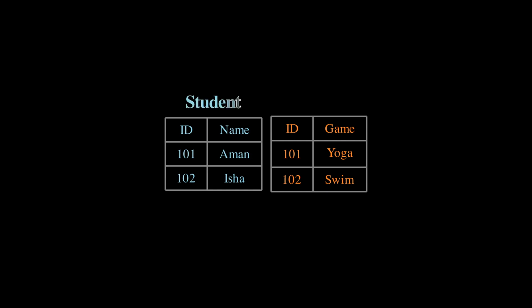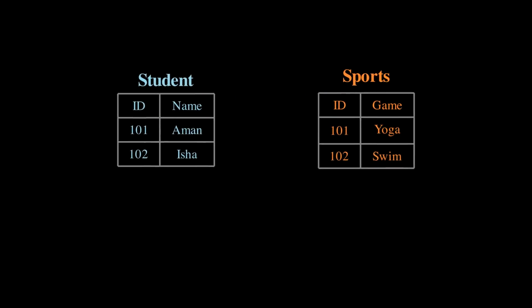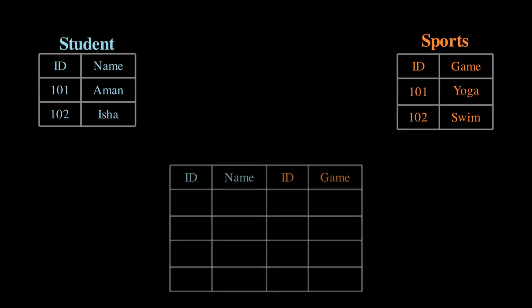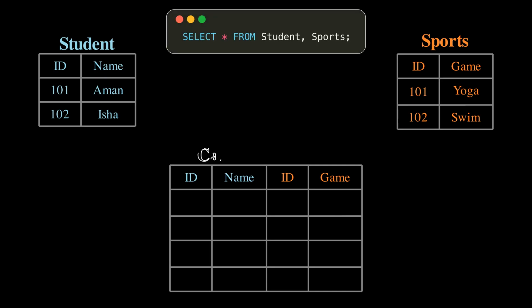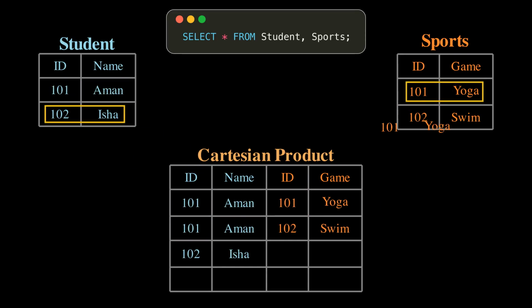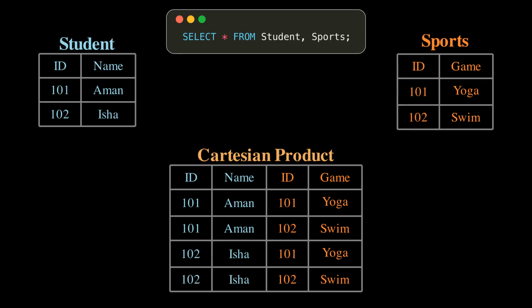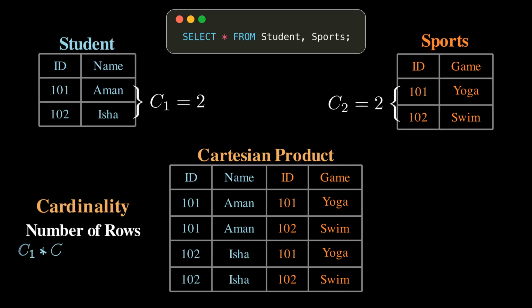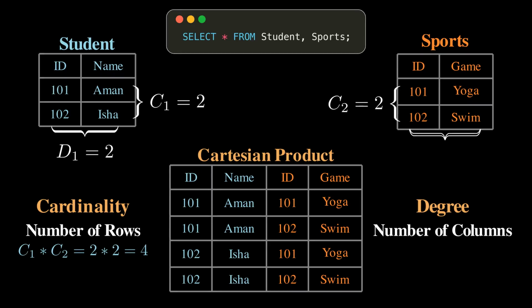And the third, JOIN. We have 2 tables here. What if we want to combine information from both tables? If we just join them unconditionally like this, we get the Cartesian product. Combine each row of the first table with each row of the second table. The resulting table's cardinality, the number of rows, will be the product of the cardinalities of both tables. And its degree, the number of columns, will be the sum of degrees of both tables.